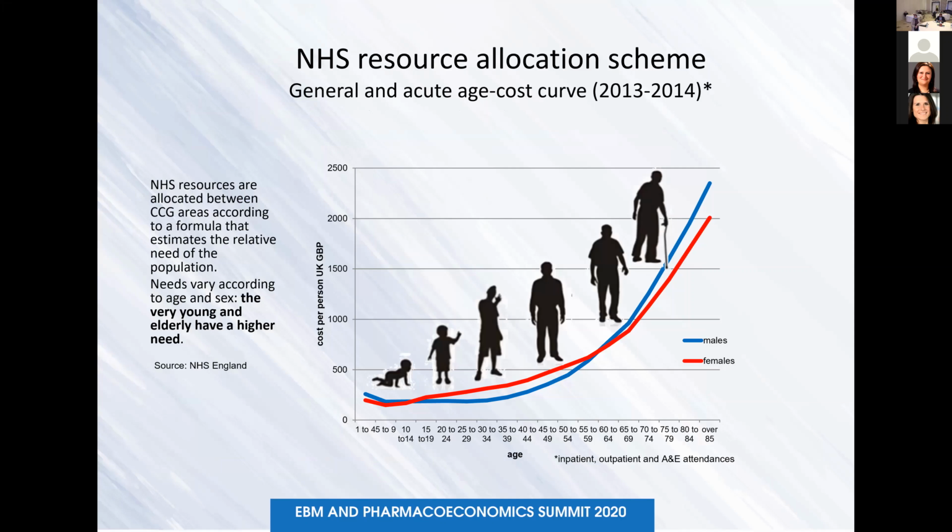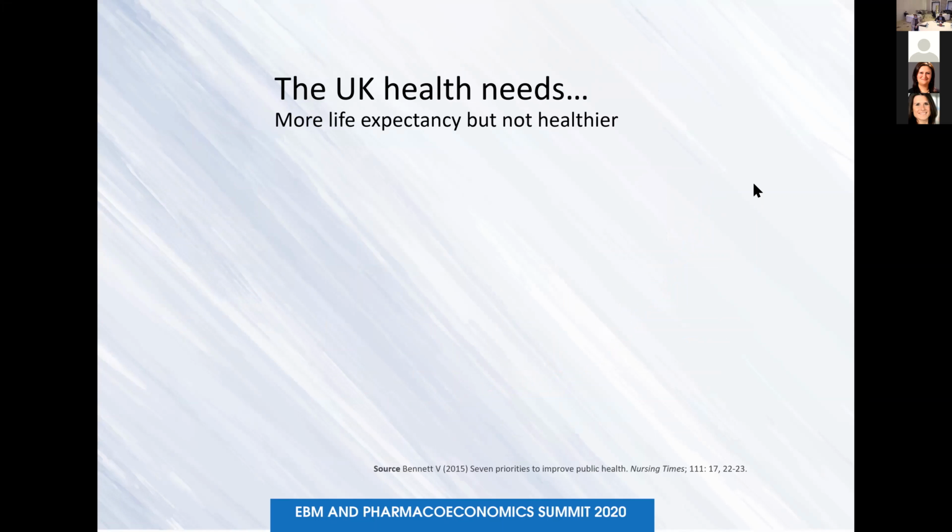Now, NHS resources are allocated between CCG areas according to a formula that estimates the relative need of the population. So talking about needs, they vary according to age and sex, and the very young and the elderly have the highest need. And here you can see what are the costs per person in the UK by age, and as you can see, by getting older, you need more health care, both for females and males. And so this has obviously some implications in terms of how resources need to be allocated.